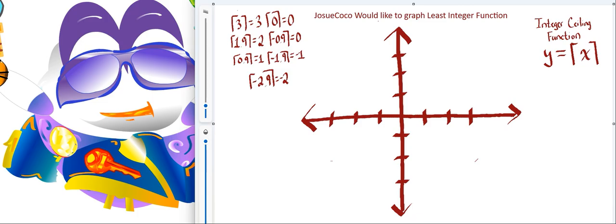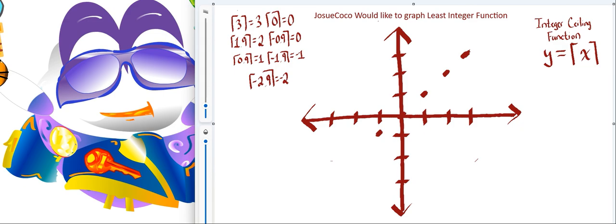Now we'll begin plotting y equals x. We'll begin at the origin. X equals 0, y equals 0. X equals 1, y equals 1. X equals 2, y equals 2. X equals 3, y equals 3.